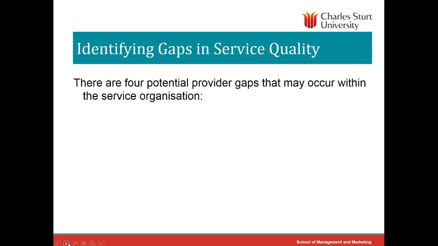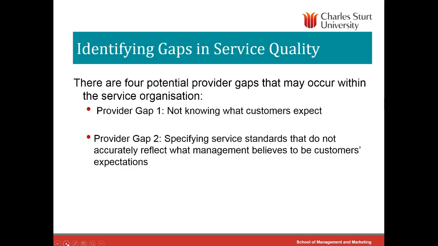In identifying gaps in service quality, there are 4 potential provider gaps that may occur within the organisation. The first is not knowing what customers expect, and we can call this provider gap number 1. We'll look at a model of this in a minute. The second one is specifying standards that do not accurately reflect what management believes to be customer expectations. So management doesn't understand what expectations are.